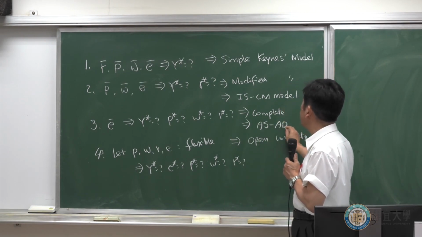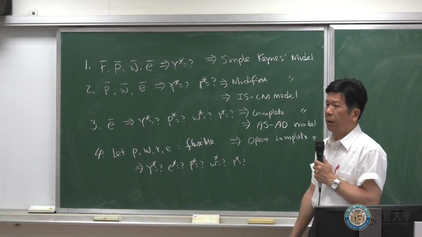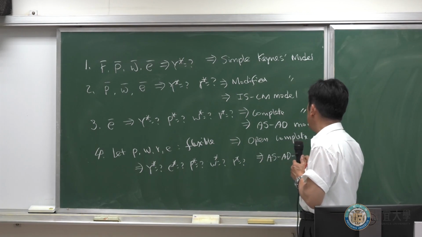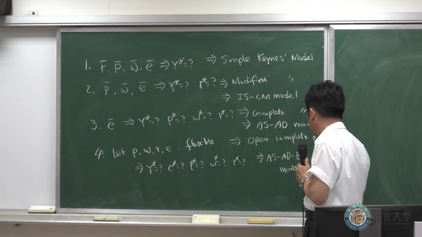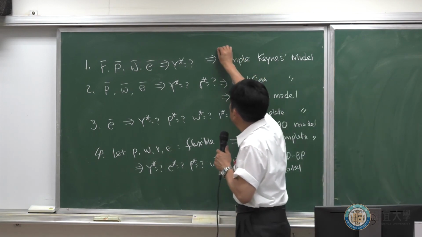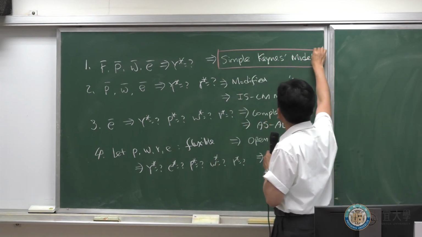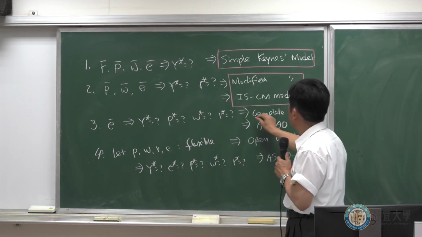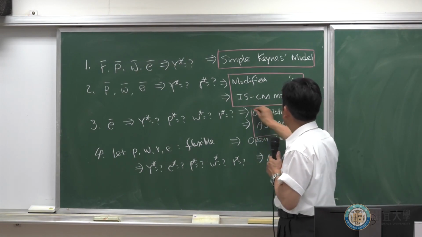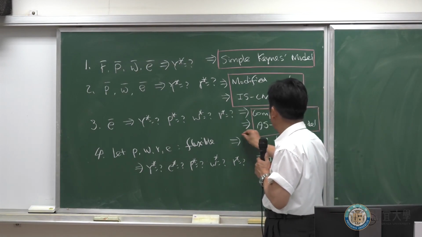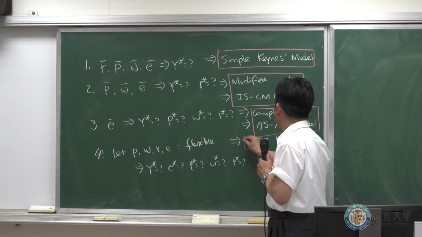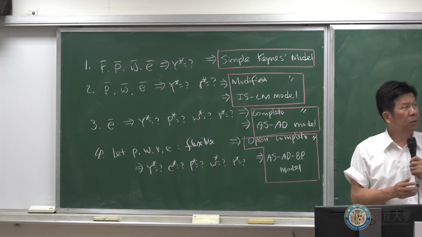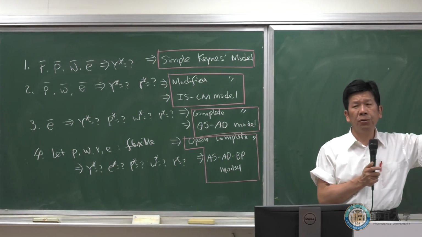So today we can also write down the AS-AD model, and the fourth we call the AS-AD and BP model. So we mentioned before the simple Keynes model and multiplier Keynes model, and this is the complete AS-AD model, and this is the open one. So we have the four stories. And now we turn to chapter 12.